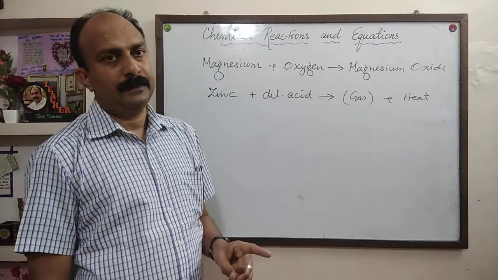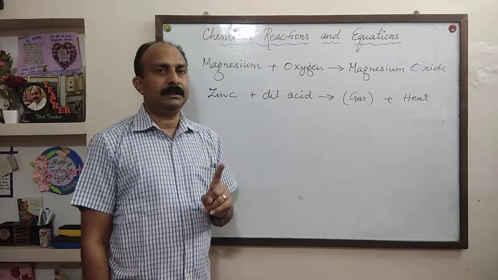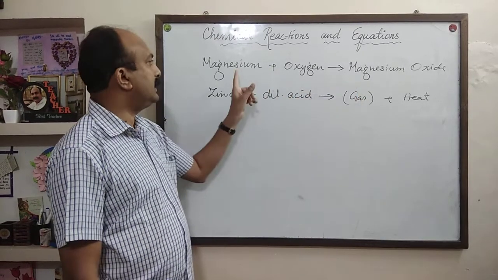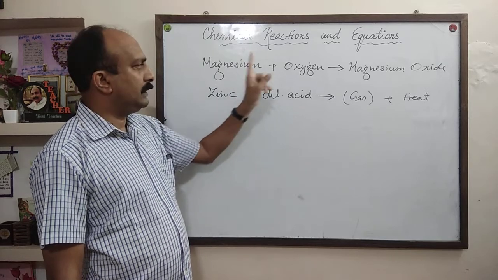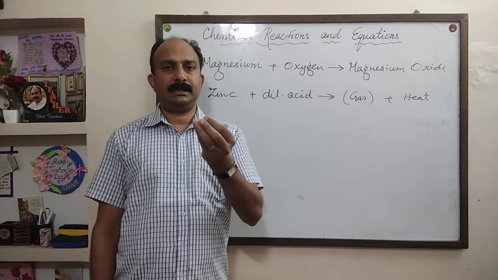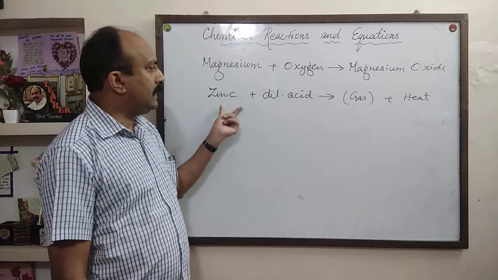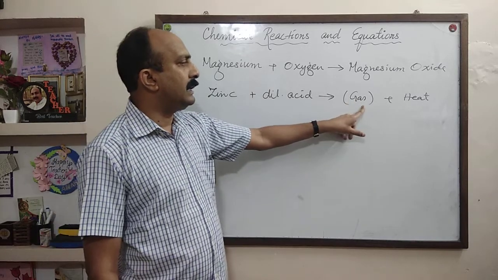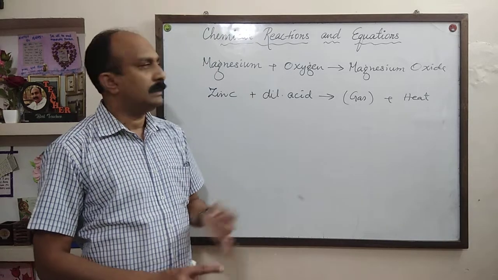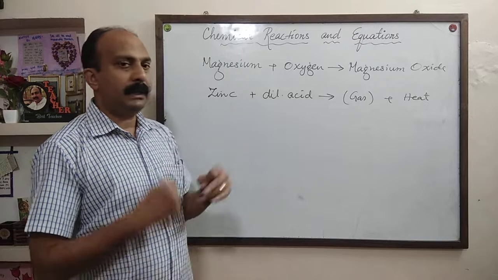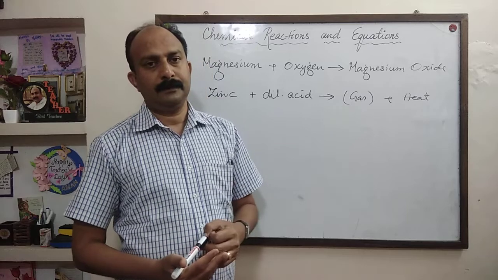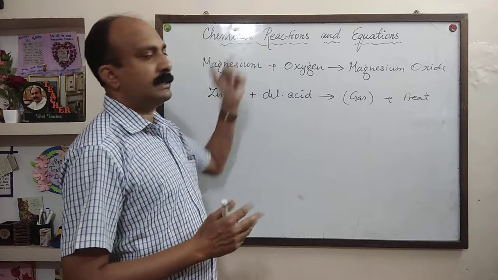Change in color. So in all three examples, what have we noticed? In the first one, change in state: the magnesium ribbon, when heated in open air, gave some white ash. In the second one, when zinc granule is treated with any dilute acid, we got a gas and heat. So liberation of a gas and liberation of heat. And in the last one, lead nitrate and potassium iodide, what happened? Change in color. So this is the definition of a chemical reaction.